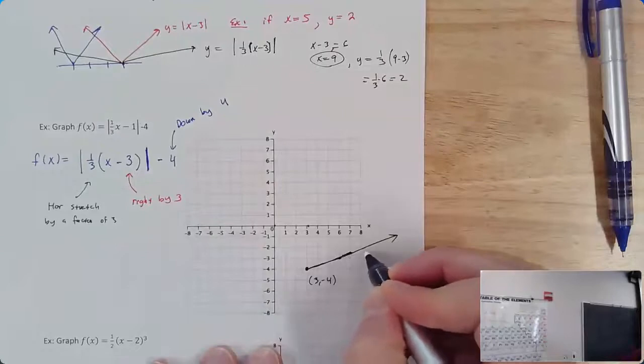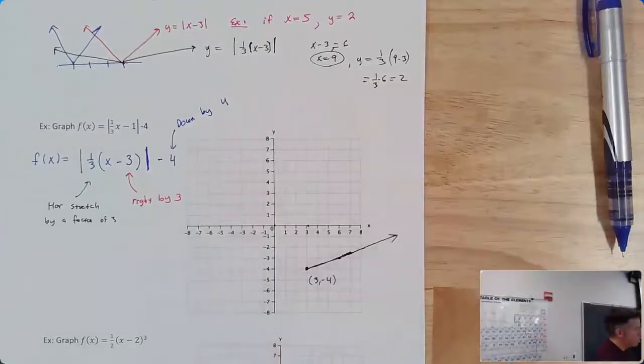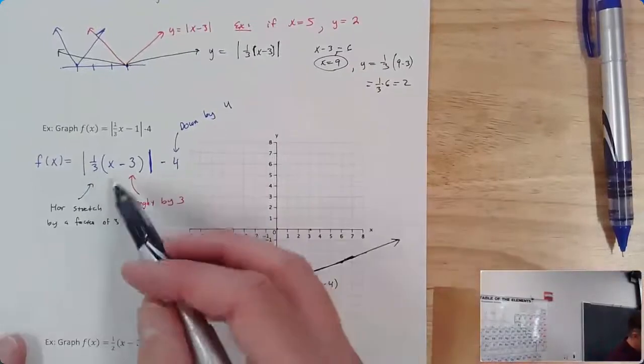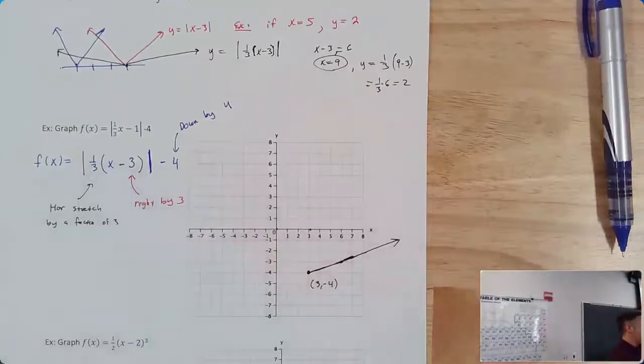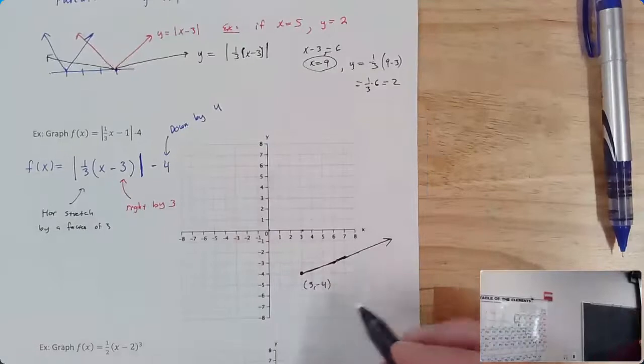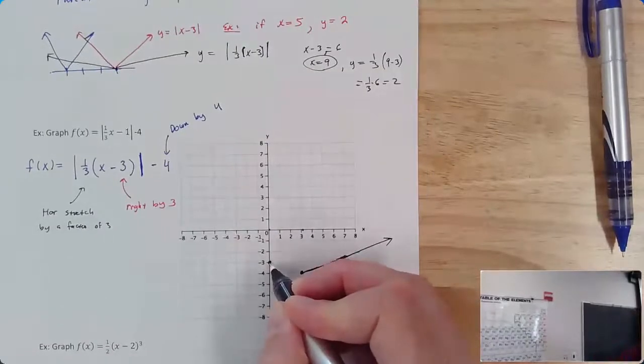And then, whoops, sorry. It should look kind of the same to the other side. You could go 3 to the left if you wanted to. You could pick x equal to 0. And then 0 - 3 is -3. And 1/3 times -3 is -1. And the absolute value of -1 is +1. And 1 - 4 is still -3. So you've got that point there.